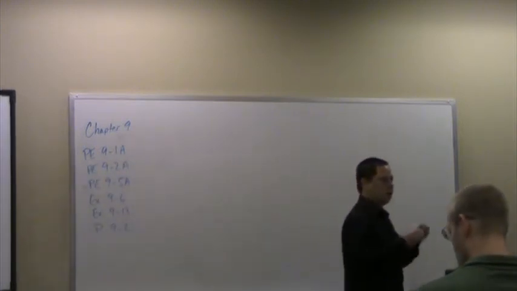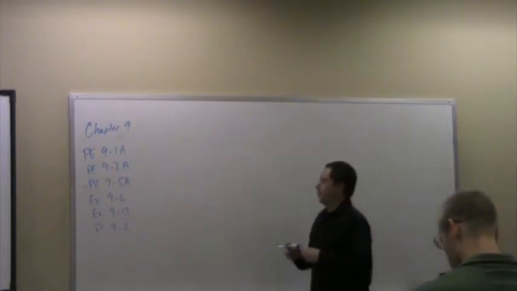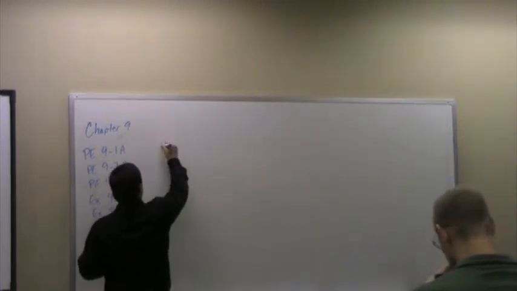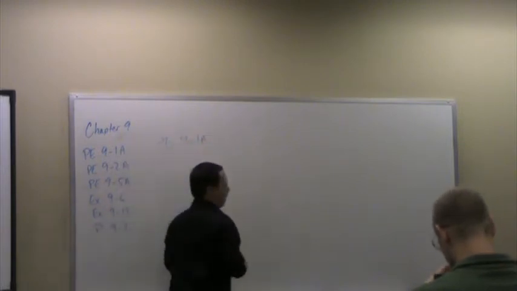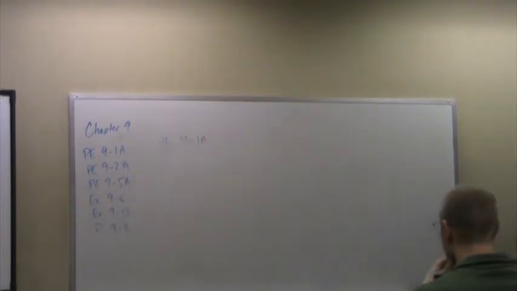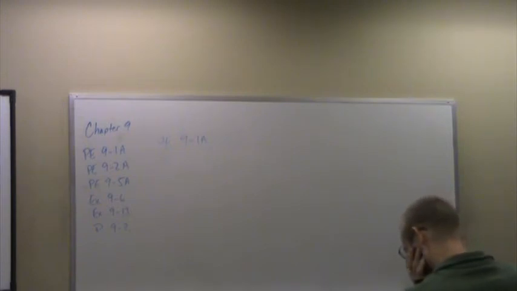I just wanted to give you a quick 10-minute overview of the chapter, just so you have a good idea of what we're going to be doing. All right, so let's take a look at some of these problems here. Let's start with the first one. All right. So then 9-1A, which is on page 434. That's the practice exercise there.